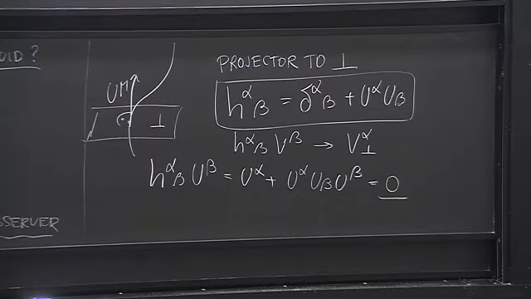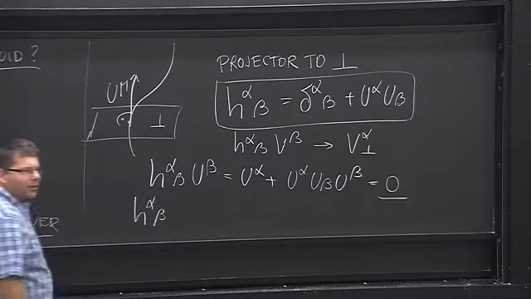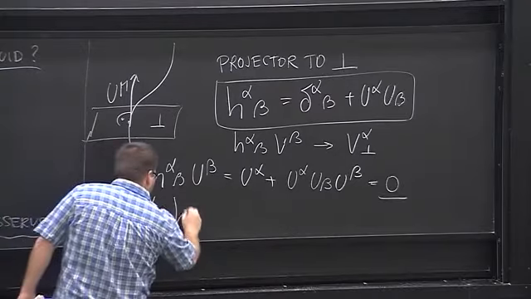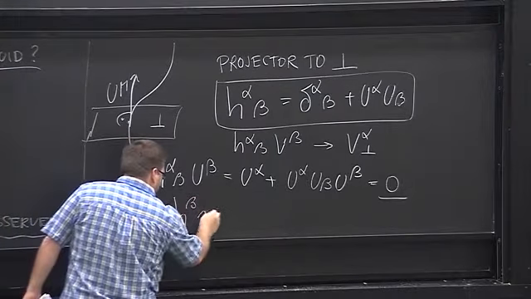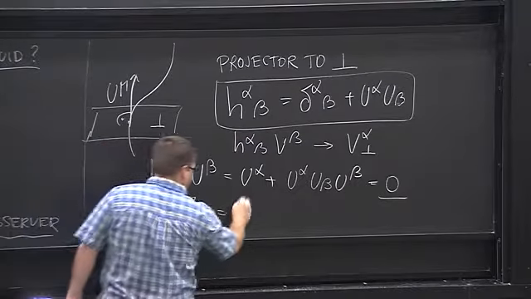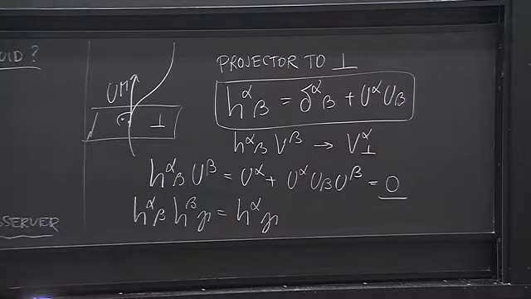And in order for this to be a projector, it also has to satisfy that if you project twice, you get the same thing as if you project once. So that means H alpha beta, H beta gamma. And you can easily check that this gives you H alpha gamma. So it doesn't matter how many times I project, I simply get the same thing. And so these are the properties of the projector.